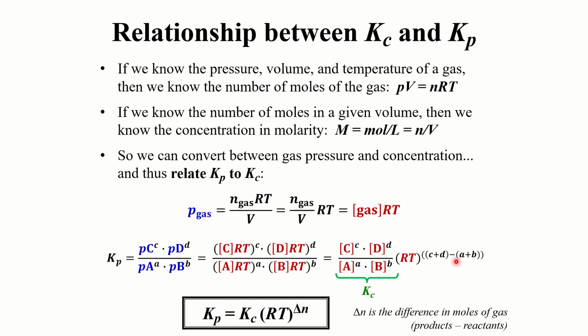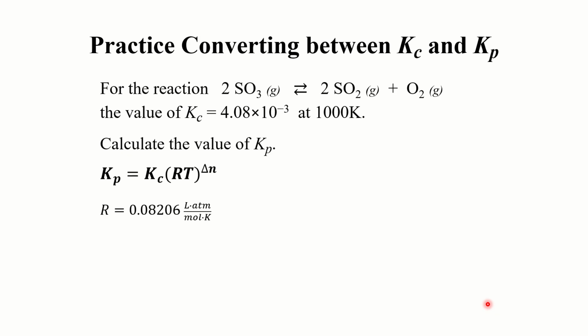It comes from this right here. It's the sum of the coefficients. So delta N is the difference in moles of gas. It's products minus reactants. It's the number of moles of gas in the products minus the number of moles of gas in the reactants. All right, let's take a look at how we can convert between these two things.